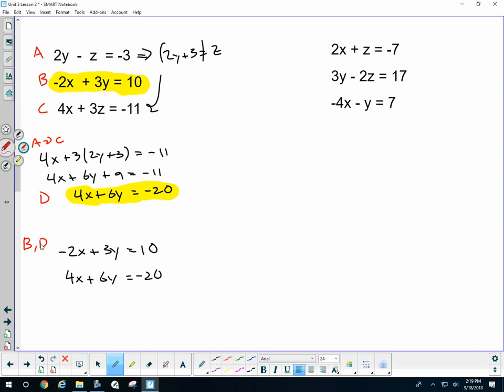Because if I multiply the top equation by 2, this will turn into negative 4x plus 6y, which is equal to 20. And then if I add those 2 equations together, the x's will eliminate, giving me 12y is equal to 0. That's okay. Divide both sides by 12, you get y is equal to 0. Okay, now that I have y is equal to 0, you guys find what x and z are.